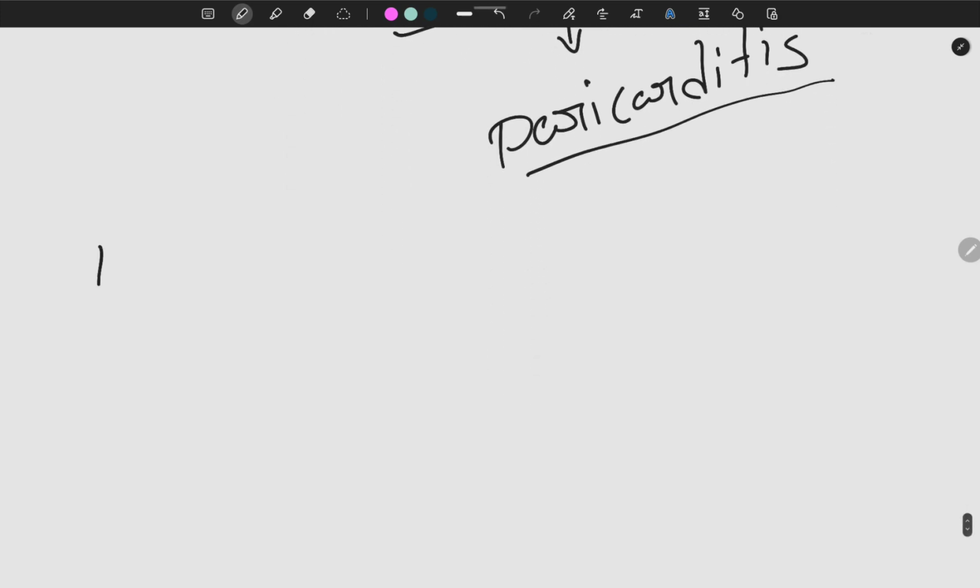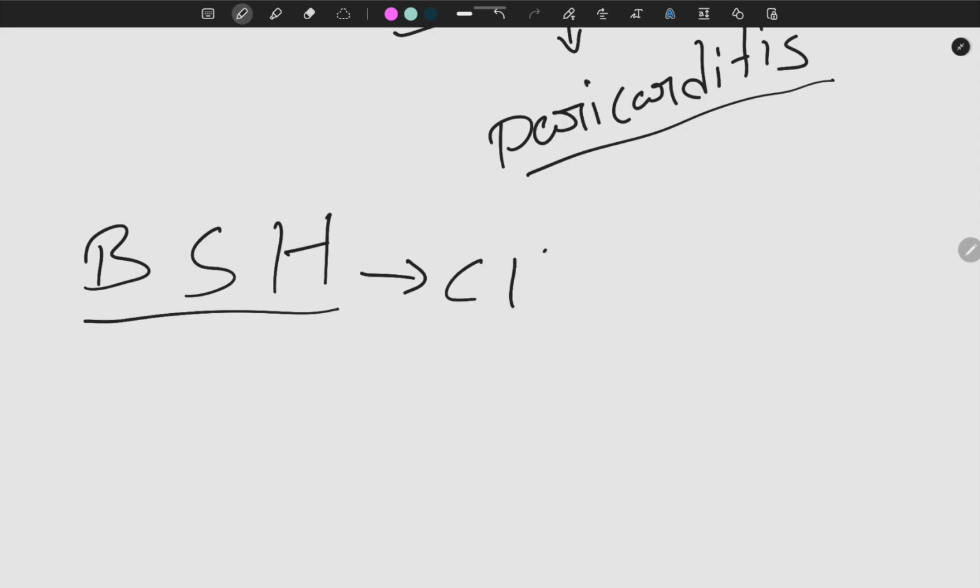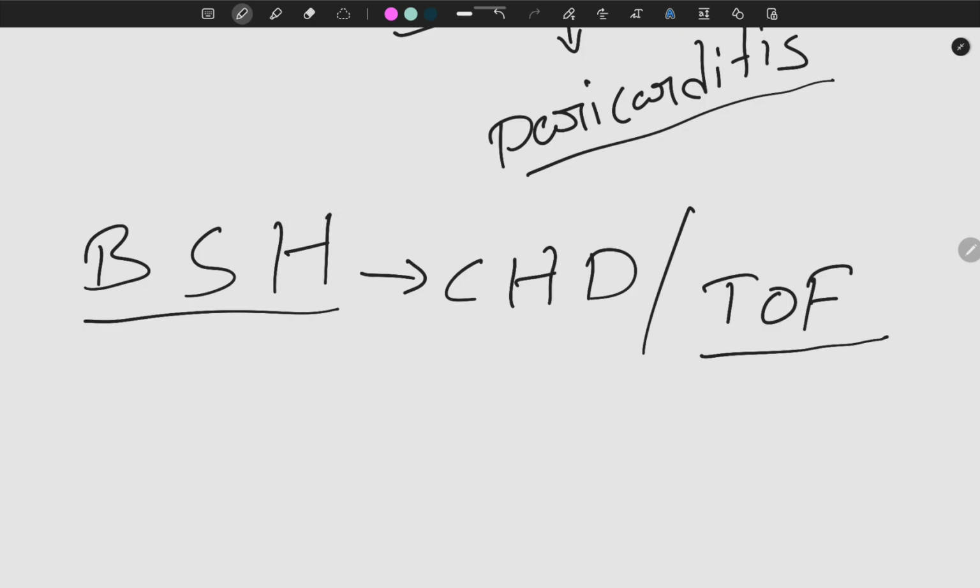So next one is the boot-shaped heart. In which condition can we see a boot-shaped heart? That is in congenital heart disorders, that is tetralogy of Fallot. In tetralogy of Fallot, we can see a boot-shaped heart.